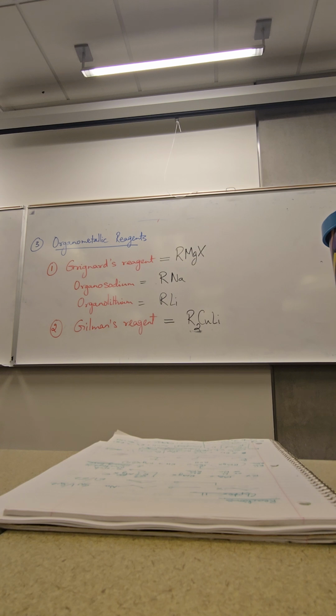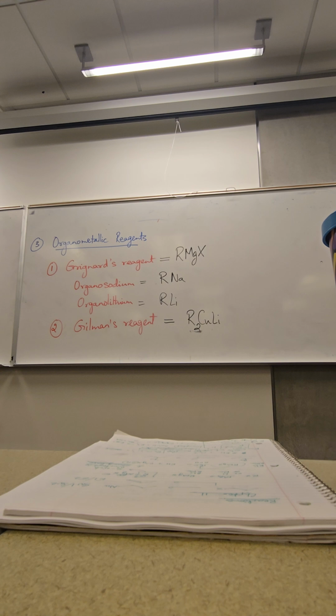What if I'm doing a synthesis and I need a carbon atom that's actually electron rich? These won't help me. What has to be bonded to the carbon to make it electron rich? A metal, because metals all have lower electronegativity than carbon. Here is your carbon with its electronegativity. Here is lithium, here is sodium, here is magnesium.